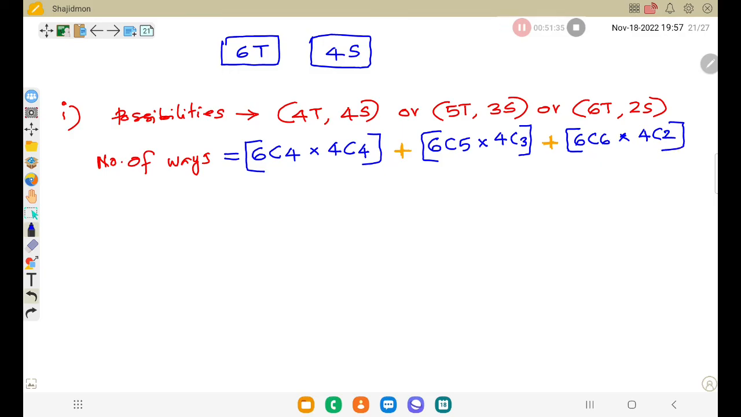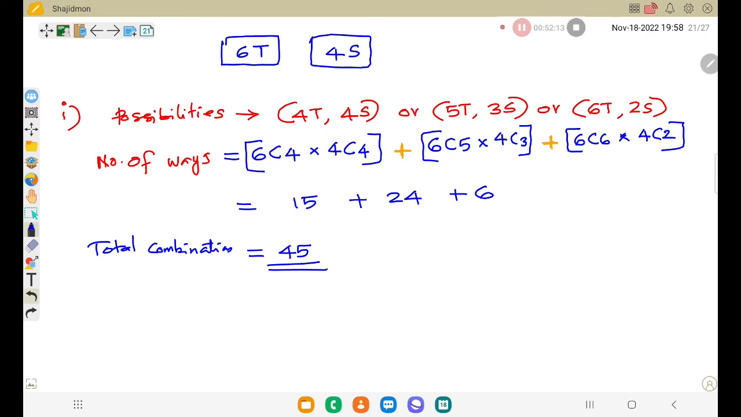Okay, multiplication rule we are using because 4 teachers and 4 students, multiplication rule. 5 teachers and 3 students, 6 teachers and 2 students. So multiply these possibilities, we are adding or. So plus, you can check on your calculator what answer you are getting. When you simplify, you will get the first bracket 15 plus second bracket 24 plus third bracket 6. So totally you will get 45. So total combinations, 45 combinations we are getting. I hope you understood this question.